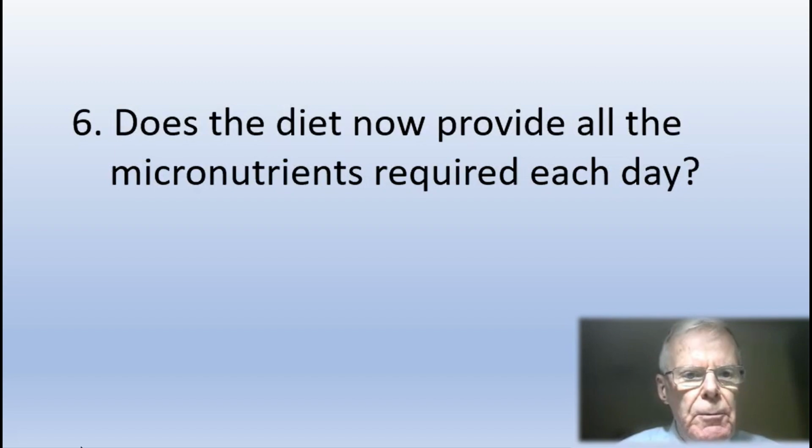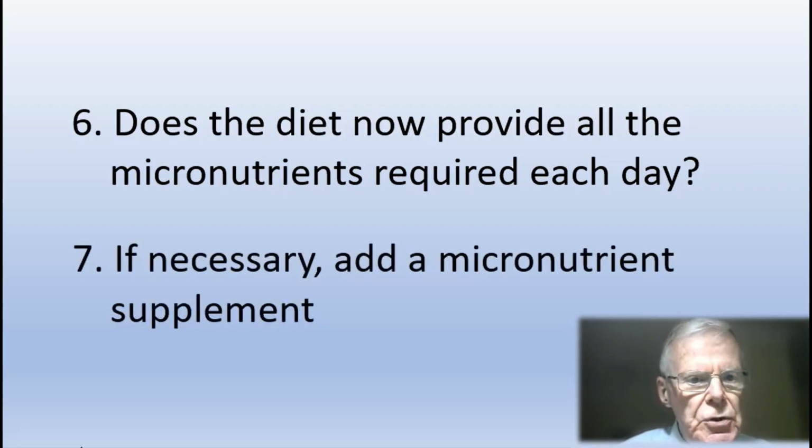The final step in formulating a diet is to estimate from the food composition tables what the quantity of all the required micronutrients would be in the diet. If some food ingredients are known to be a rich source of micronutrients, then it is likely that these will be supplied in adequate amounts. However, if the diet is deficient in any of the micronutrients, then supplements can be added.